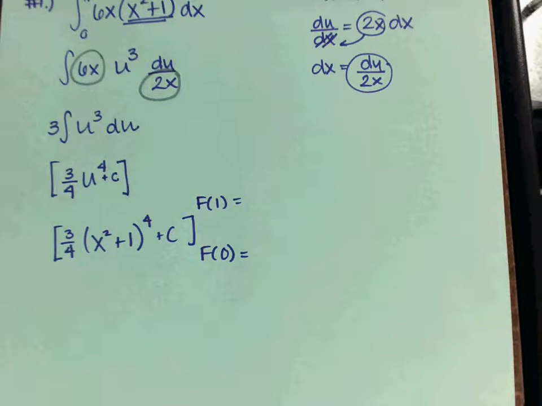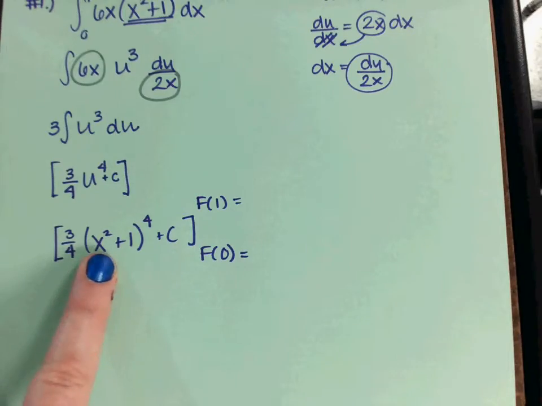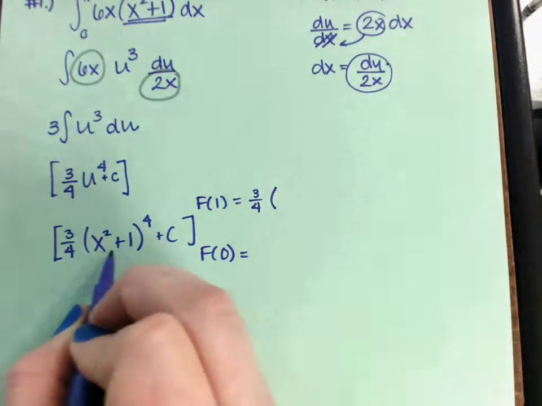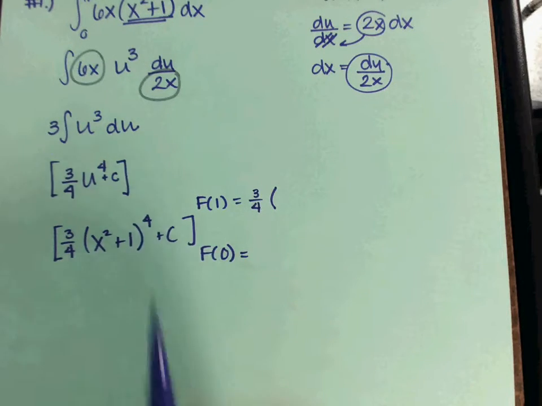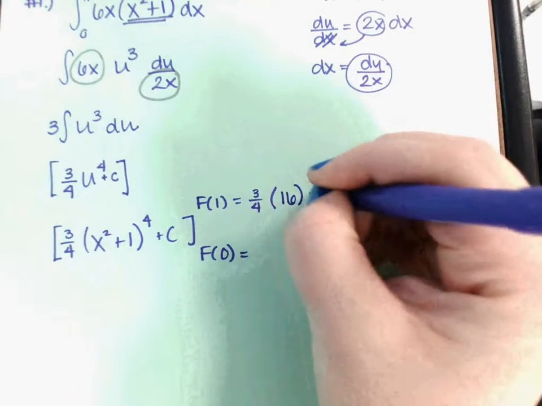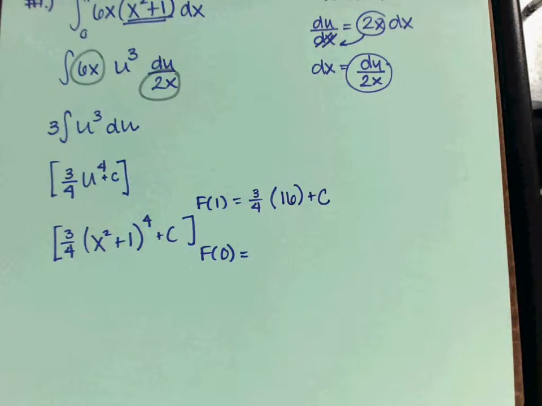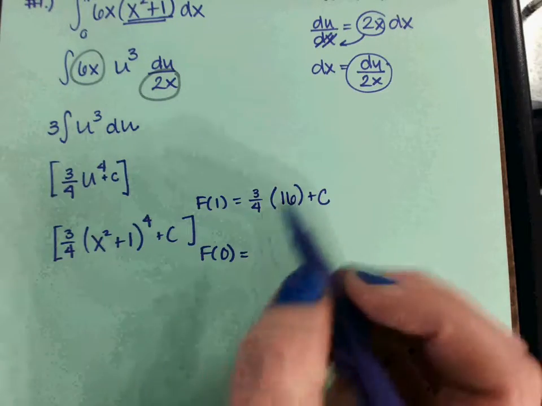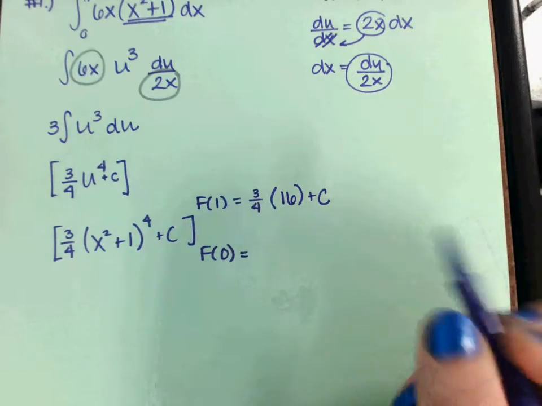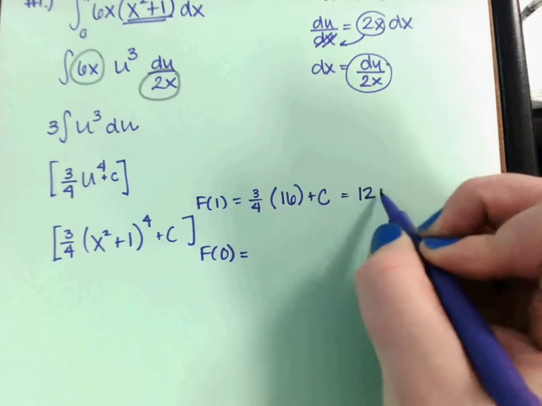Then from here you would plug in 1. Okay, so this would be 3/4 times 1 plus 1 in here is 2. What is 2 to the 4th? 2 times 2 times 2 times 2, 16, plus c. Then I'm going to reduce that a little bit more. 16 divided by 4 is a 4 left over, times 3 is a 12. So that'd be 12 plus c.